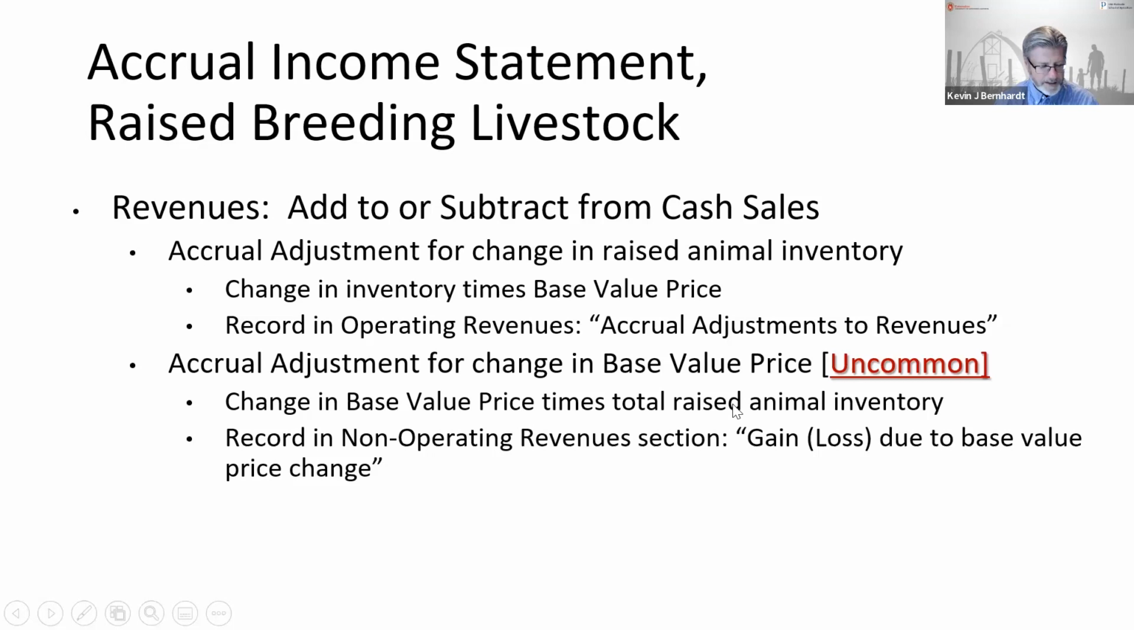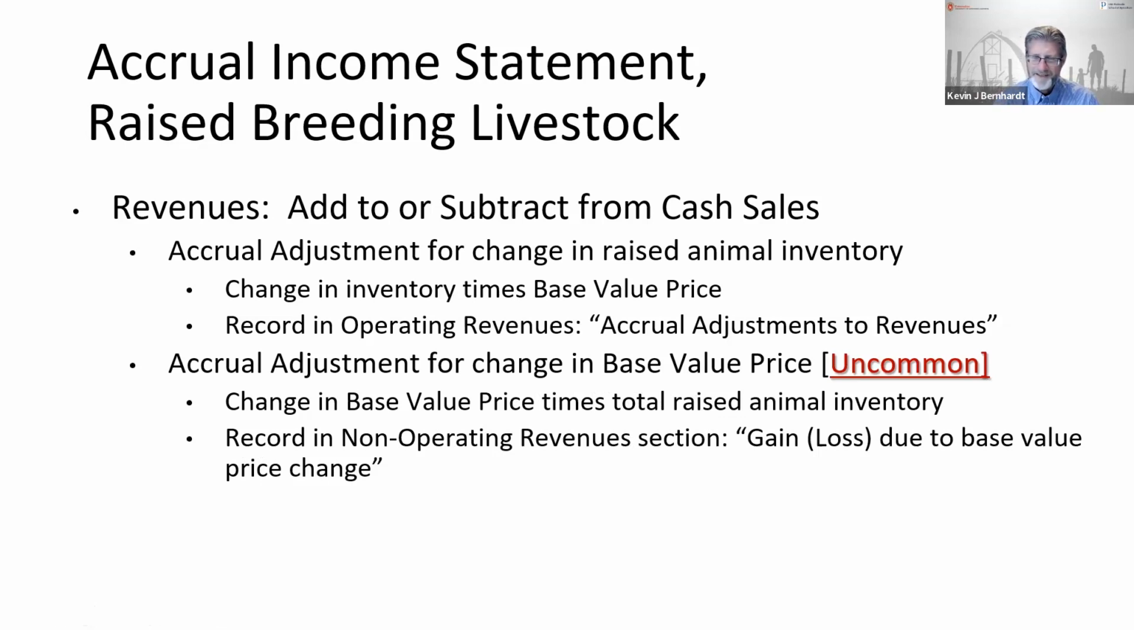So $200 change in base value price times 200 total animals is $40,000. That's a pretty significant amount for this size farm. So that $40,000 goes in as an accrual adjustment in base value price. Now that does not go in as an operating revenue. That goes in the non-operating section of the income statement, and it's called gain loss due to base value price change. It seems a little fictitious, doesn't it?